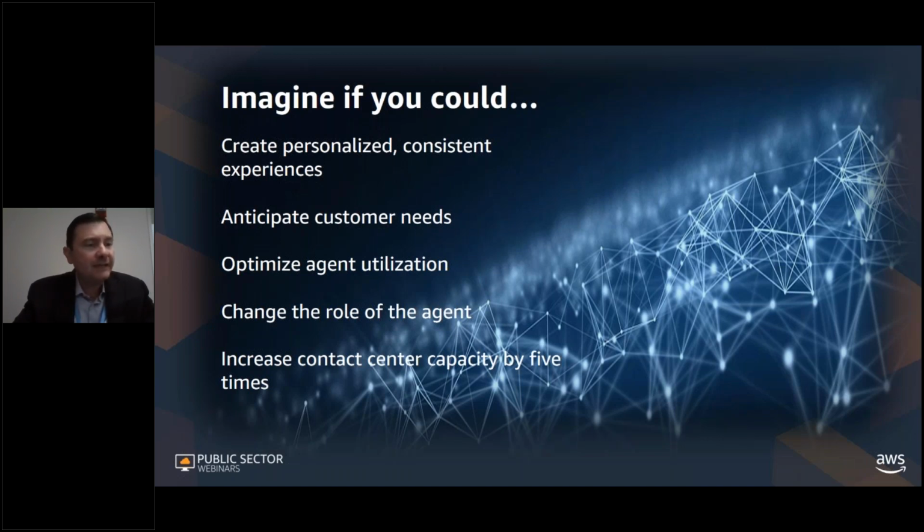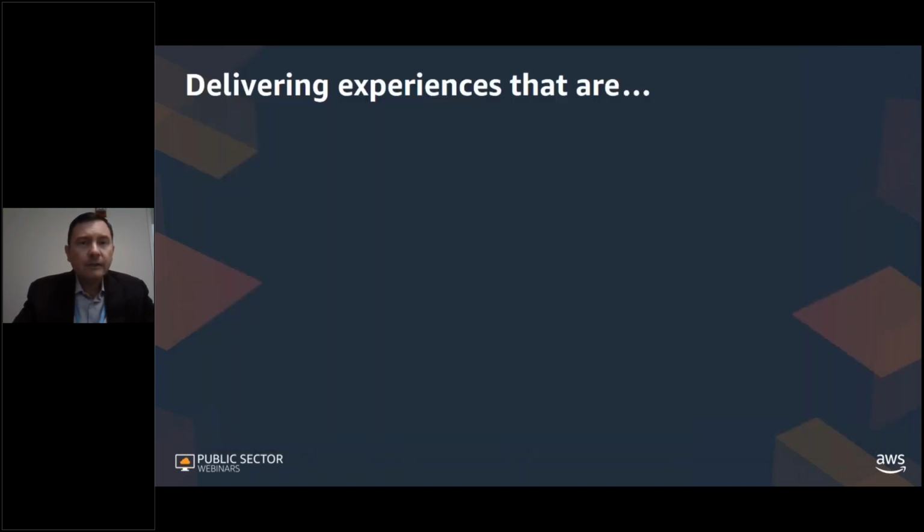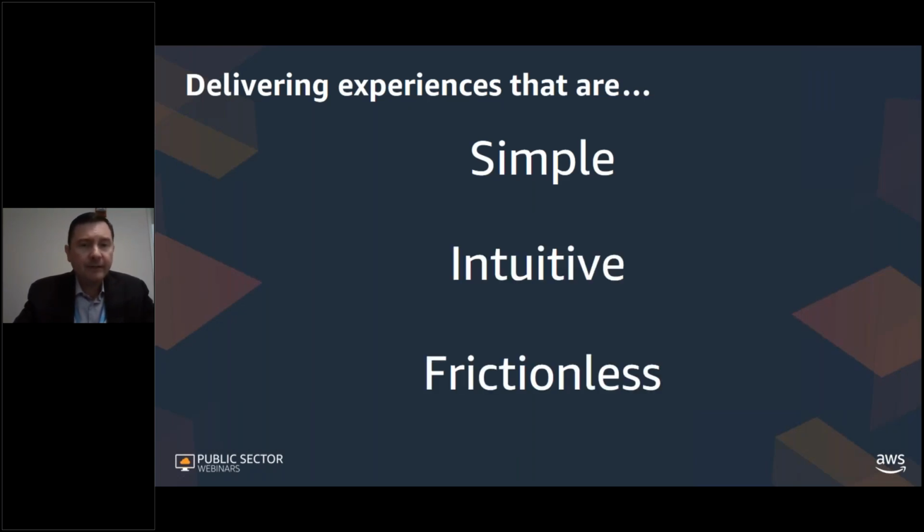So that's the stage we want to set for what we can do with these next generation technologies and tools. And I believe we can address many, if not all of these, and make a positive impact through some of the capabilities we have here at AWS and with Amazon Connect. So our goal is to deliver experiences that are simple, intuitive, and frictionless for our customers and for our agents.